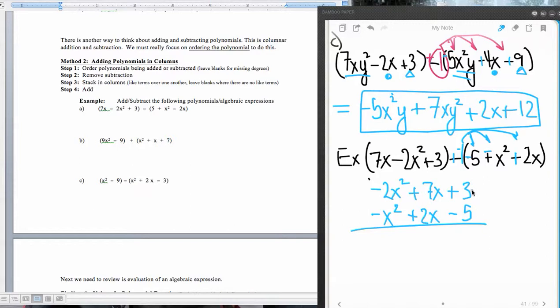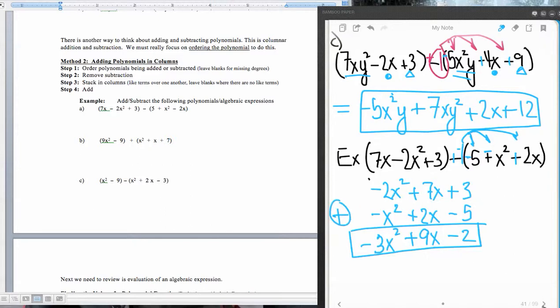So we have 3 plus -5, 5 minus 3 is 2, and it is negative. 7 plus 2 is 9, and those are x's, so 9x. And we don't want to forget to put a plus in there when it's a positive. And then a -2 and a -1, 2 plus 1 is 3. And these are x squareds, but they're negatives. And there is our sum. And remember, these are always sums, always.